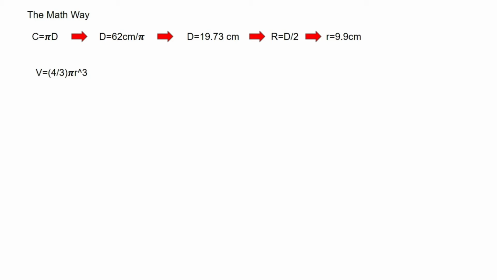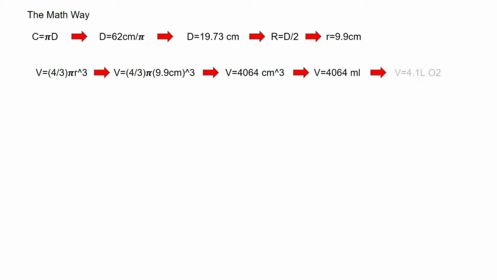From this, we can use the volume of a sphere to estimate the balloon's volume. We plug in our numbers and we get 4,064 centimeters cubed, which is the same as 4,064 milliliters and the same as 4.1 liters of oxygen.